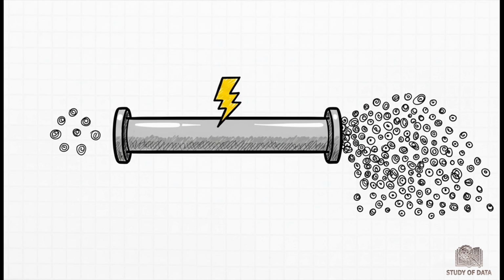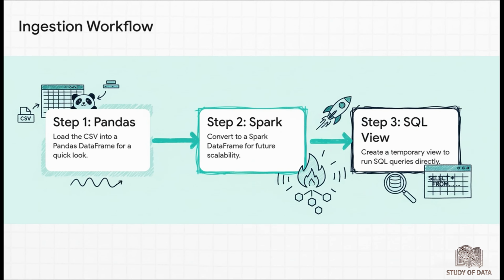Now, you might be looking at this and thinking, wait, PySpark? For a dataset this small? It's all about designing for scale from day one. And here's how we're going to do it. It's a super clean 3-step workflow. We start by loading the CSV into Pandas. Then, boom, we immediately convert it into a Spark data frame. That's for the heavy lifting. And finally, we create what's called a temporary view, which is a clever trick that lets us run SQL queries right on top of our data.